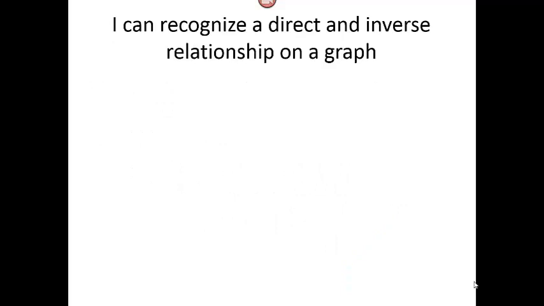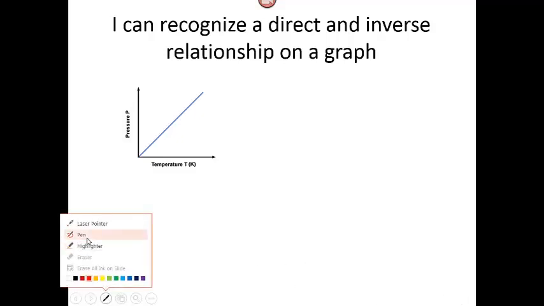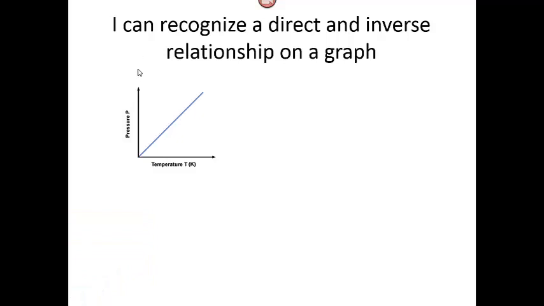I can recognize a direct and inverse relationship on a graph. This first graph shows the relationship between temperature and pressure. This is called a direct relationship. In a direct relationship, pressure varies directly with temperature. We can see on the graph that as the temperature increases, as we move to the right, the pressure also increases.